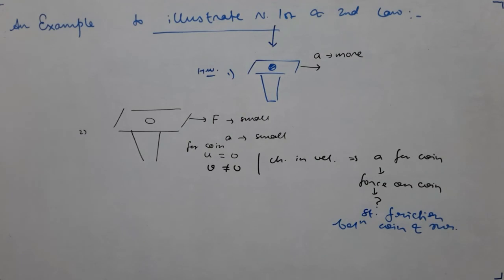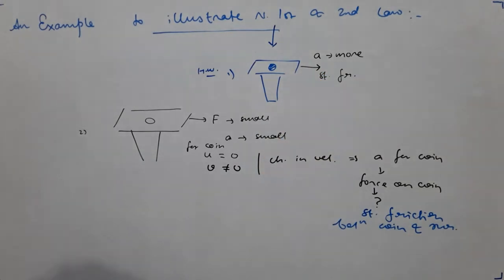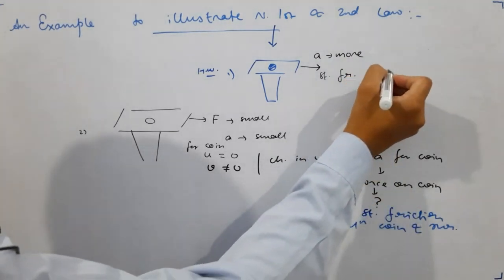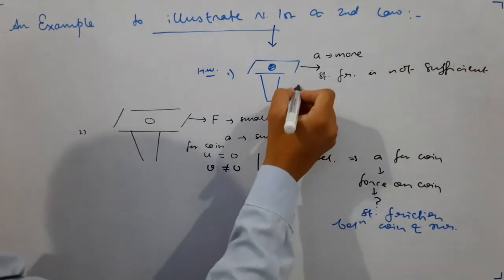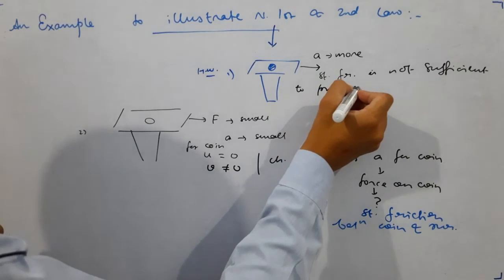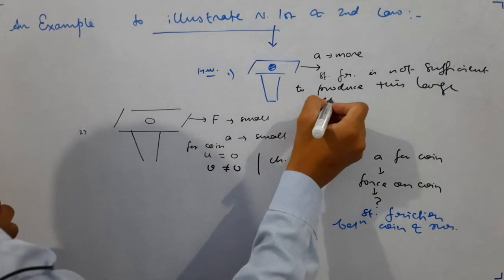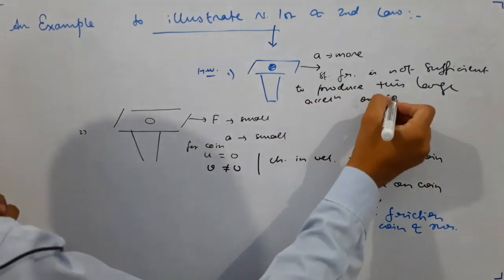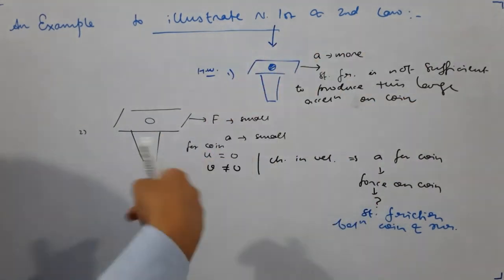acceleration. So in this case, what we can write? Here the static friction, ST for static and FR for friction, between the same thing, coin and the surface, is not sufficient to produce this large acceleration on the coin as the acceleration of the cardboard produced due to the external applied force.